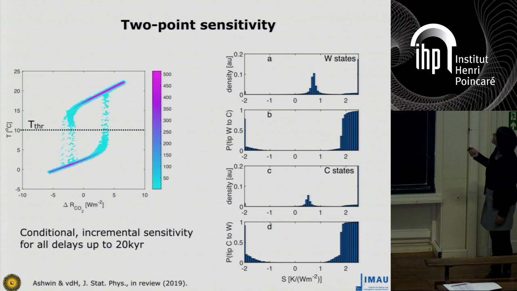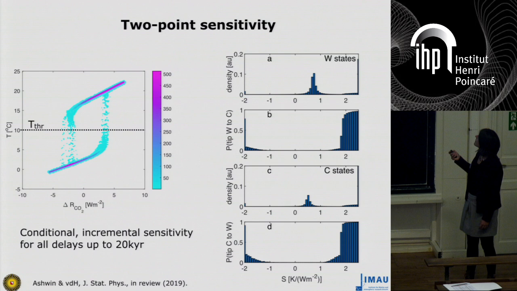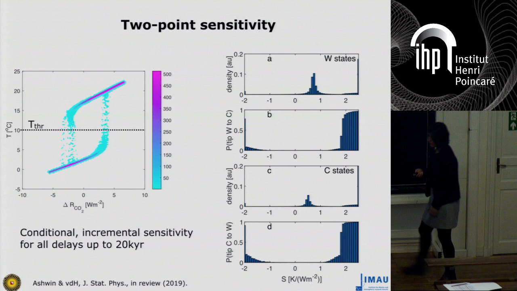A similar thing is true for the cold states. The highest probability of going from the cold to the warm state is in this area, where the sensitivity is rather high, where we get a low probability shoulder of sensitivities.